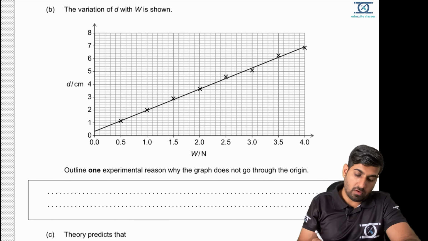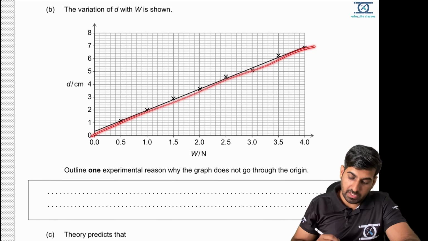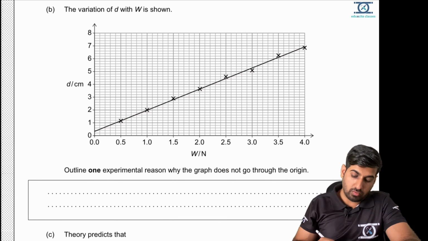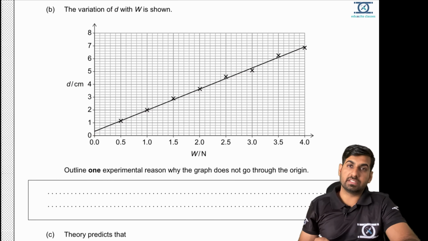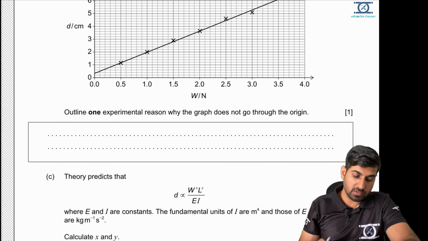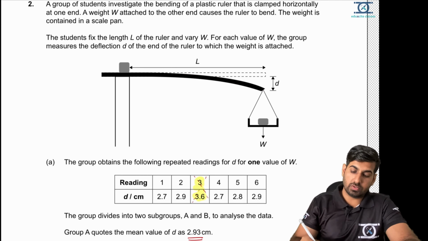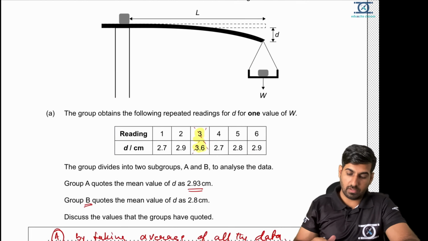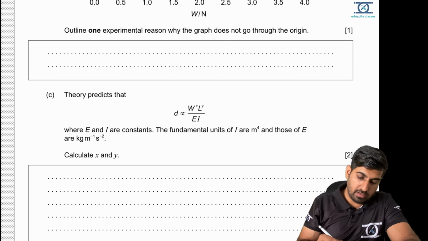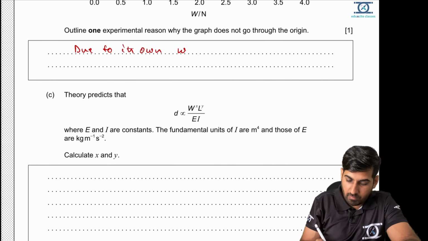Now the variation of D with W is shown to us. This is D, this is W, and this is the variation. Outline one experimental reason why the graph does not go through the origin. Now you can see when there is no weight, still there is certain deflection in the plastic ruler. So we can say this is because the plastic ruler will also have its own weight, and due to its own weight it might deflect a certain amount from the horizontal.